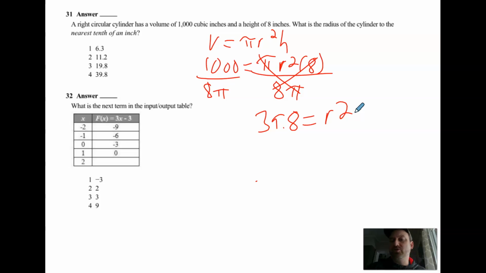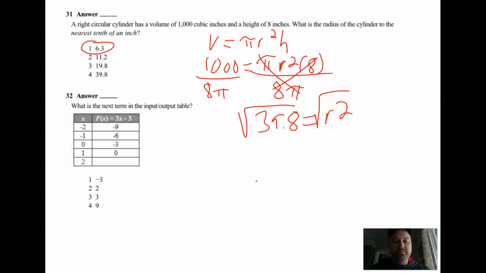Now it's something called the square root. We'll get to this when you get back. You'll take the square root of both sides. And if you do 6.3 times 6.3, you'll get 39.8, 39.7, whatever. So all in all, you got choice 1 for 31.